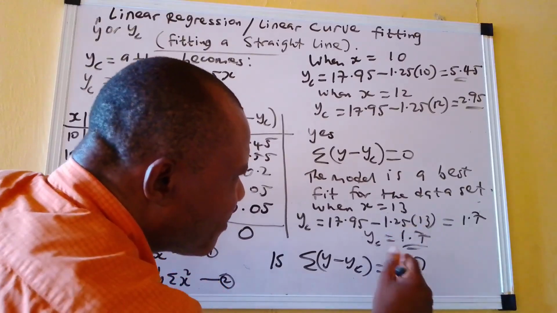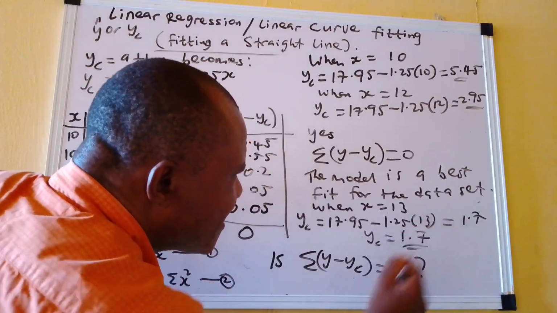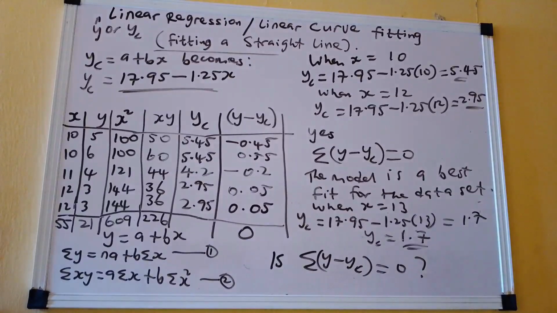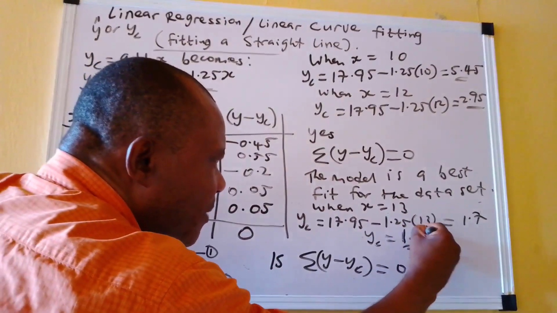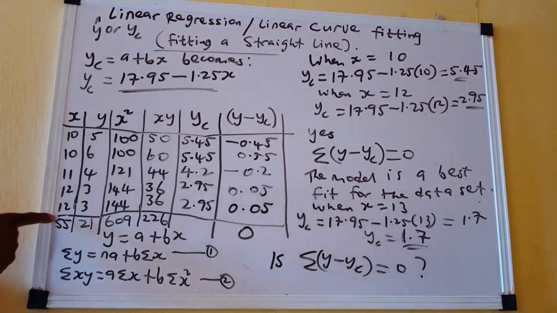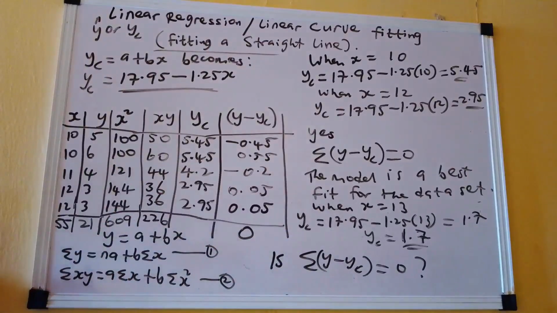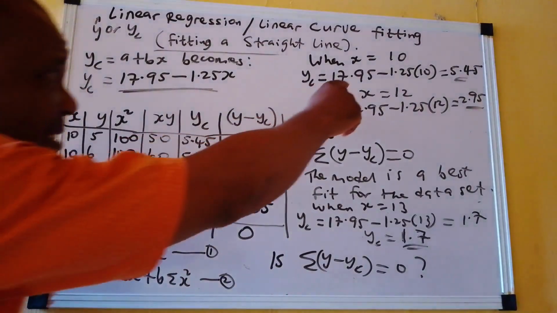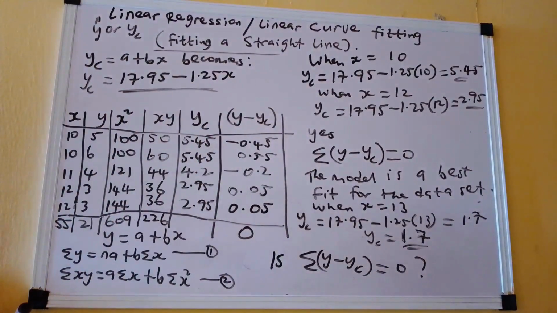You can see that 1.7. So you can see that when X is 13, our estimated Y is 1.7. Look at it now, it's reducing. For the next value of X to be 13, Y will now reduce to 1.7. So you can see that as X is increasing, Y is decreasing. This is as a result of the negative value that we have for the slope.